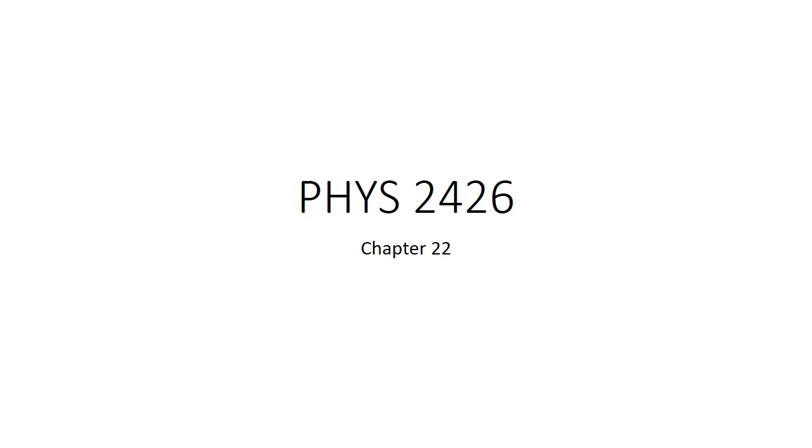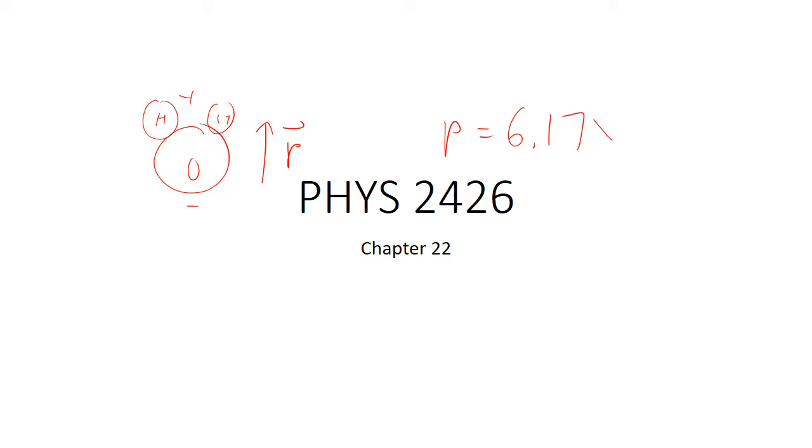Okay, so let's imagine we've got a water molecule here. So we've got oxygen, hydrogen, hydrogen. This end's slightly positive, that end is slightly negative, and so that means it's going to have a dipole moment. The dipole moment for a water molecule is 6.17 times 10 to the minus 30 coulomb meters.